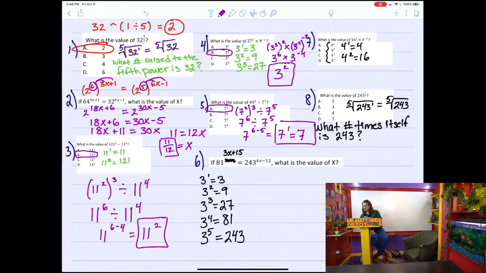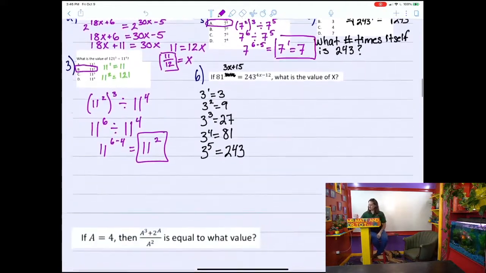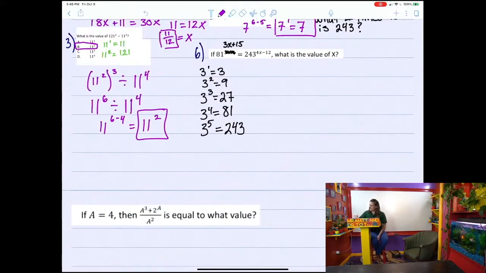Number 6. So if we have 81 to the 3x plus 15 power is equal to 243 to the 4x minus 12 power, and we're solving for x, I'm going to replace 81 with 3 to the 4th. So 3 to the 4th power, quantity raised to the 3x plus 15 power, is equal to, instead of writing 243, I'm going to write 3 to the 5th. And that's quantity raised to the 4x minus 12 power.